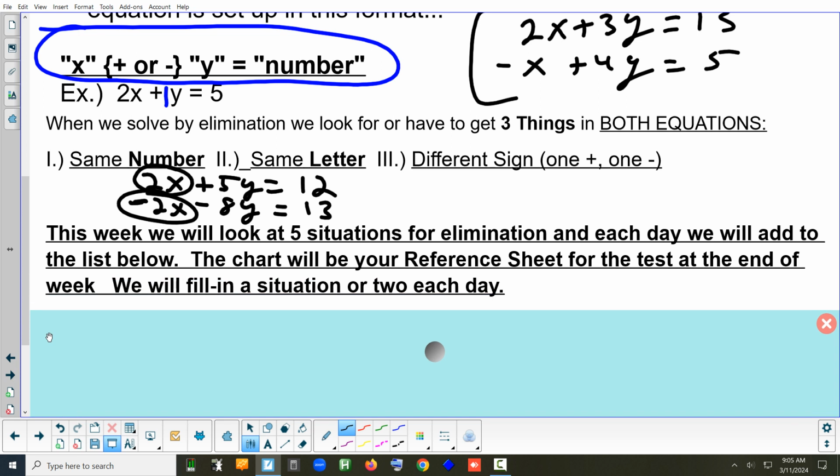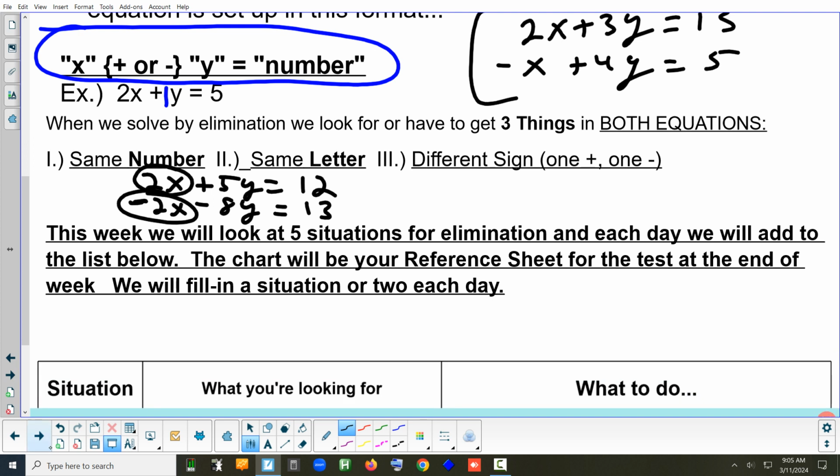All right, so 5 situations, and each day we're going to add to this chart. Okay, I'll give you the situation, and we'll add to it. So tomorrow, I'm probably going to put situation 1 again on the guided notes, and we'll just fill it in from yesterday. Well, it'll be from today. But that way, by the end of the week, you'll have a full chart with all the different situations.